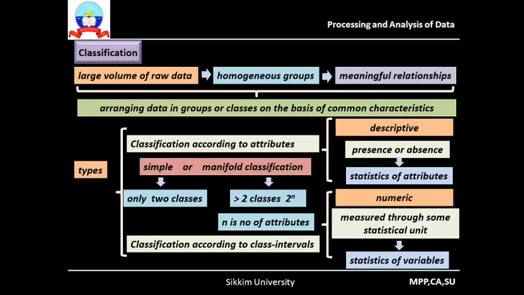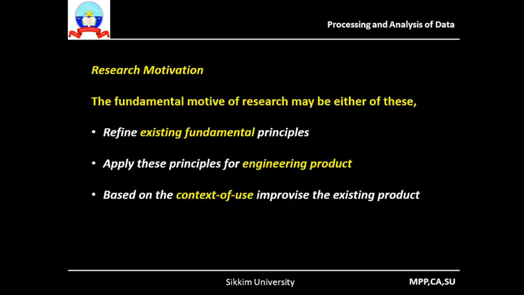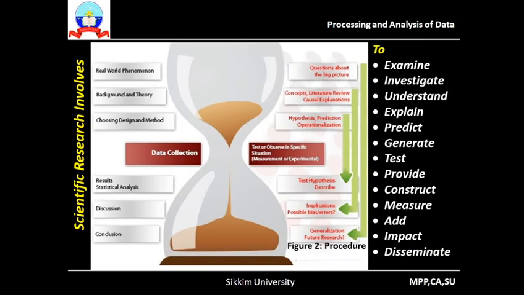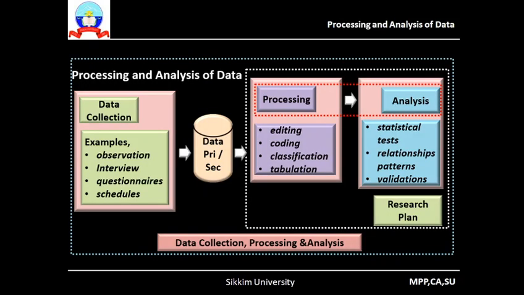So in this class, we have learned about research motivation. We have learned about the Magic Quadrant, which is an adaptation of the Pasteur Quadrant, where we learned about different types of research. Then we moved on to the various steps involved in scientific research, and we learned about the steps in detail. Then we moved on to certain goodness criteria that a research problem should exhibit. Then we discussed a schematic representation of processing and analysis of data that highlighted the various phases. We saw that there are three identifiable phases: data collection, processing of data, and analysis of data.